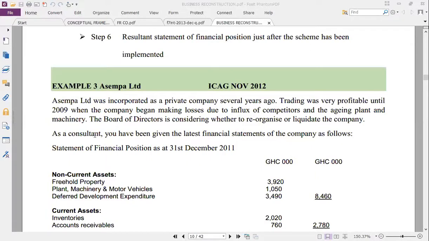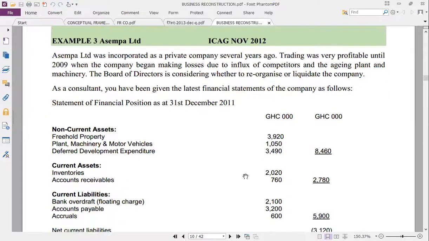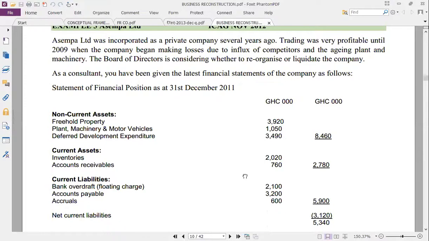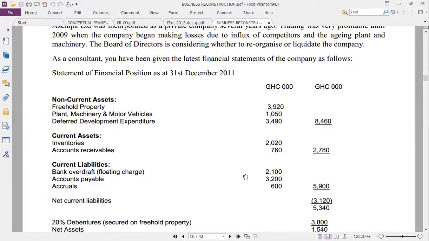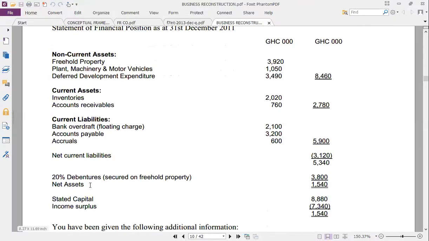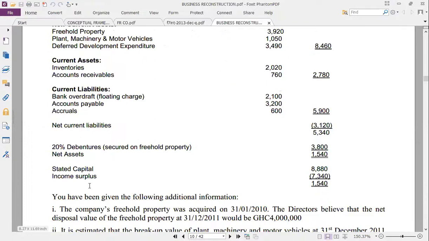As a consultant, you have been given the latest financial statement of the company as follows. Statement of financial position as of 31st December 2011. Freehold property, plant and machinery, and motor vehicles, all of them are there. Deferred development expenditure is there. Inventories, account receivable, everything is there. Good.